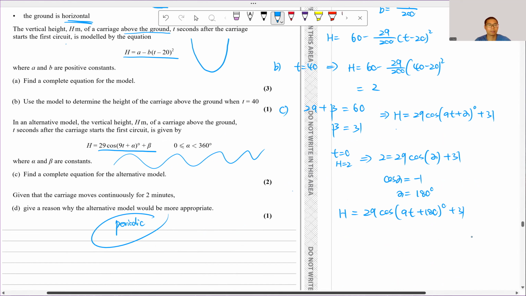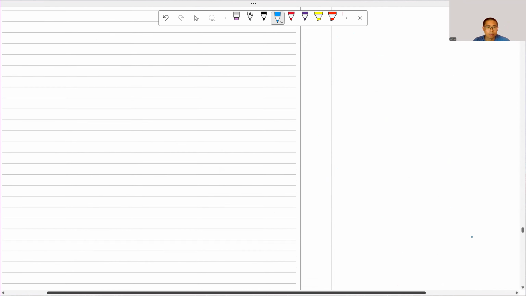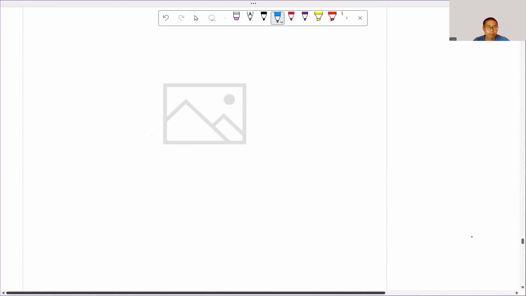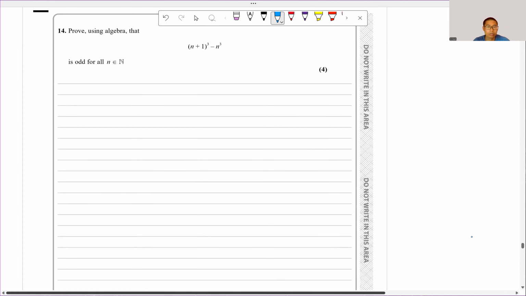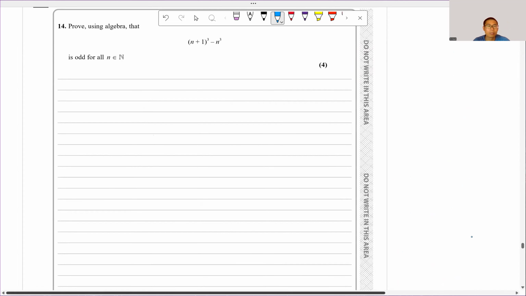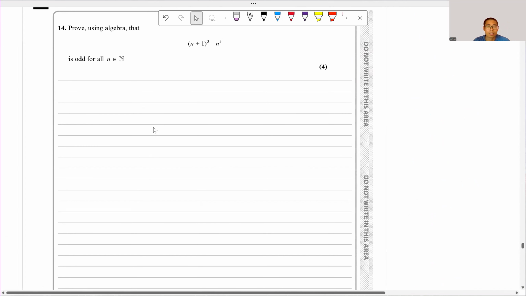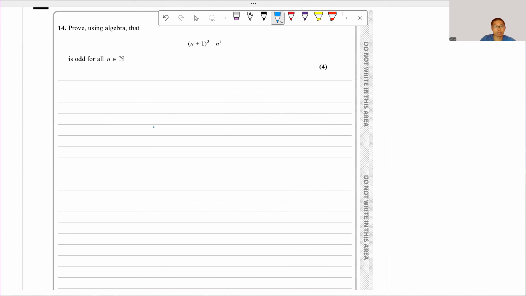It's periodic. Okay, let's have a look at question 14. Prove using algebra that (n+1)^3 minus n^3 is odd for all n that are natural numbers. Okay, this is proof by exhaustion. So we want to prove this is always odd for all the natural numbers.